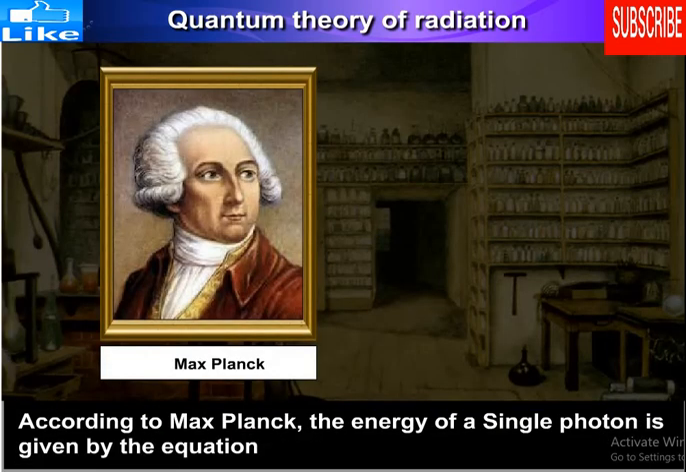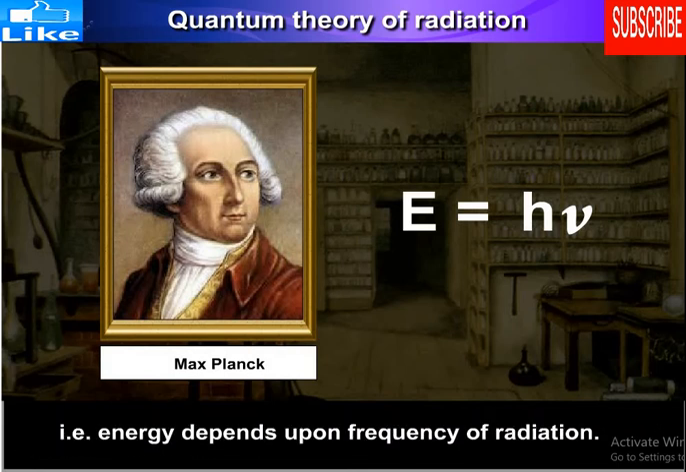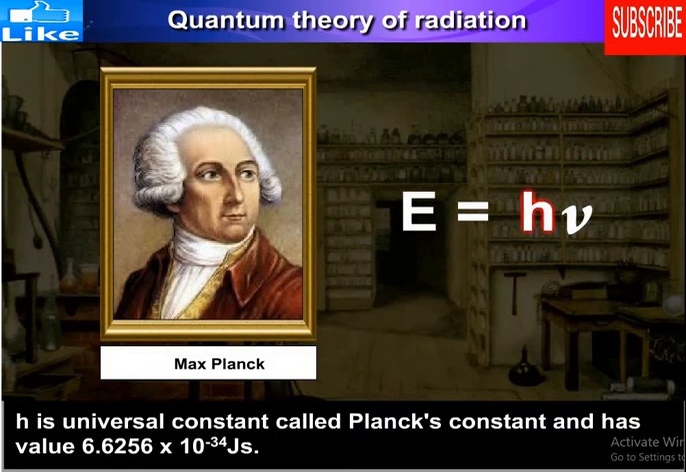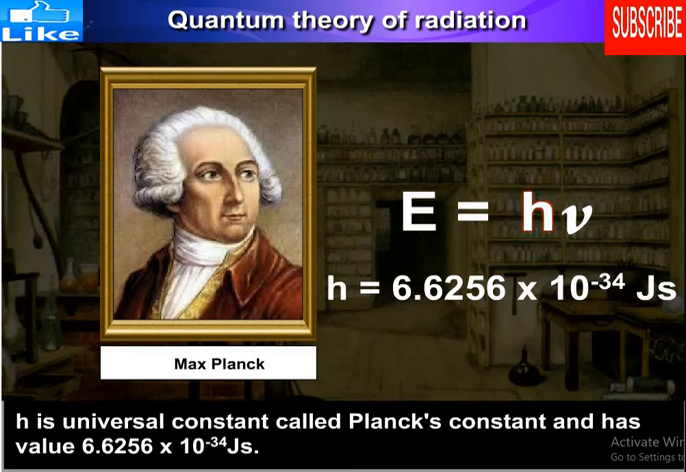According to Max Planck, the energy of a single photon is given by the equation E equals hν. That is, energy depends upon frequency of radiation. h is a universal constant, called Planck's constant, and has value 6.6256 into 10 raised to minus 34 joules second.